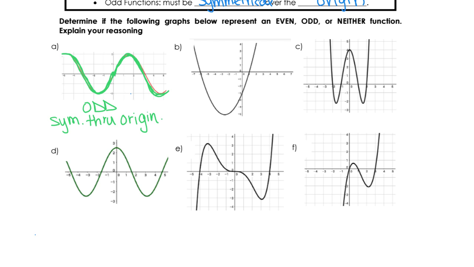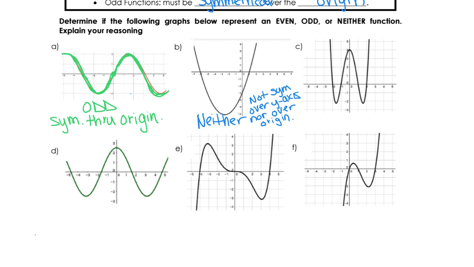All right, so part B. Part B does not look like I could draw on the y-axis and have that be a line of symmetry. And if I flip my paper over, this graph does not look like the same upside down as it does right side up. And so this graph is going to go ahead and get the neither classification. And I'm just going to go ahead and write a little comment that says not symmetrical over y-axis nor over origin. And that's why I'm going to classify that one as a neither.